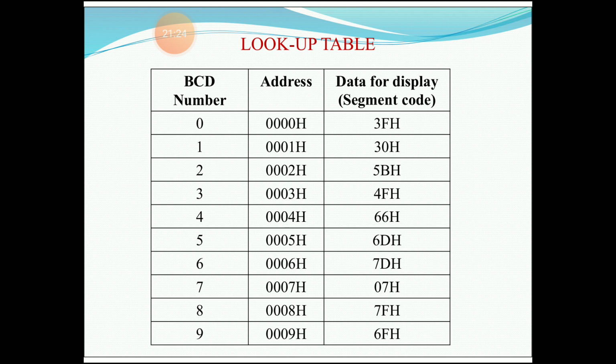Here the base address of the lookup table is 0000H. To get the segment code from that lookup table, the controller requires some offset address or offset value. This offset value is nothing but the BCD number. So the BCD number is added to the base address, and we get the required location. This required location contains the segment code corresponding to the BCD number. This is the internal operation required for interfacing a 7-segment display device with the microcontroller.